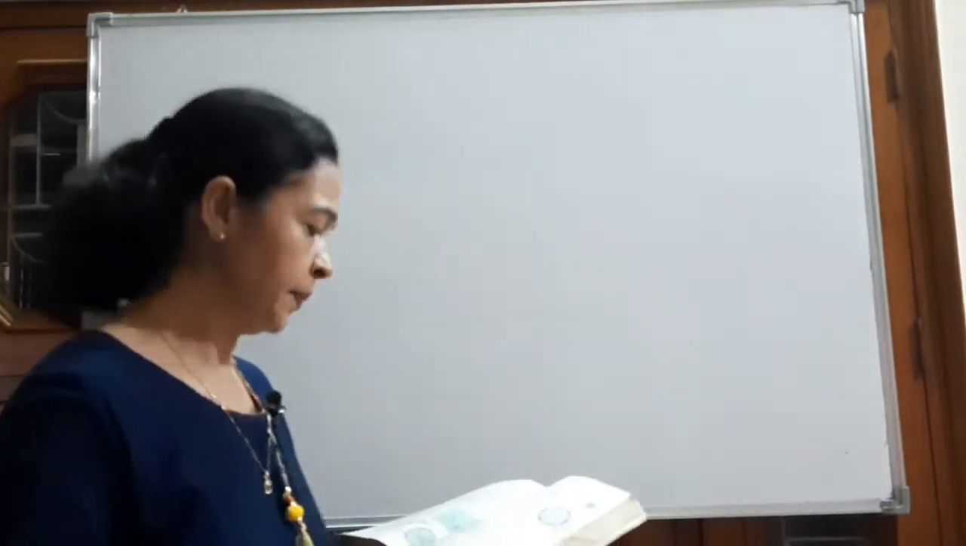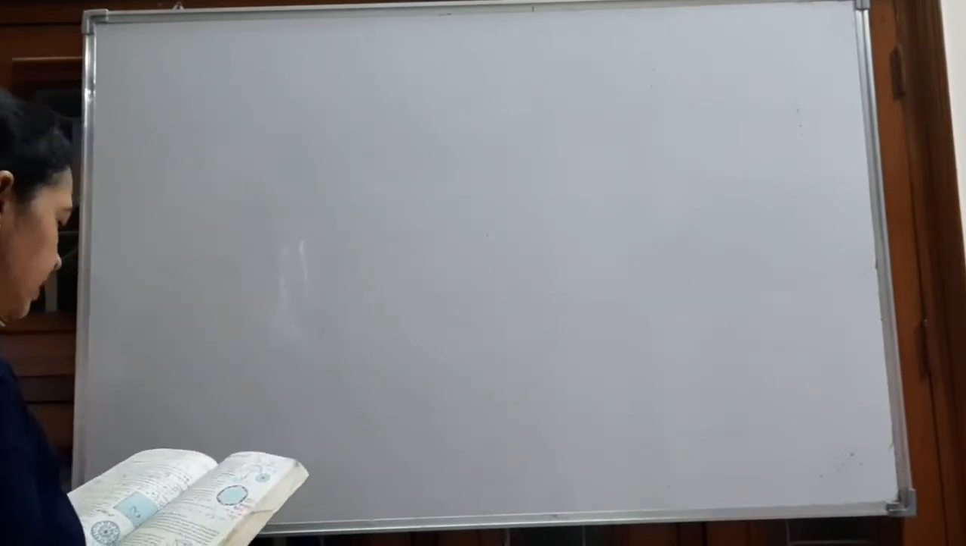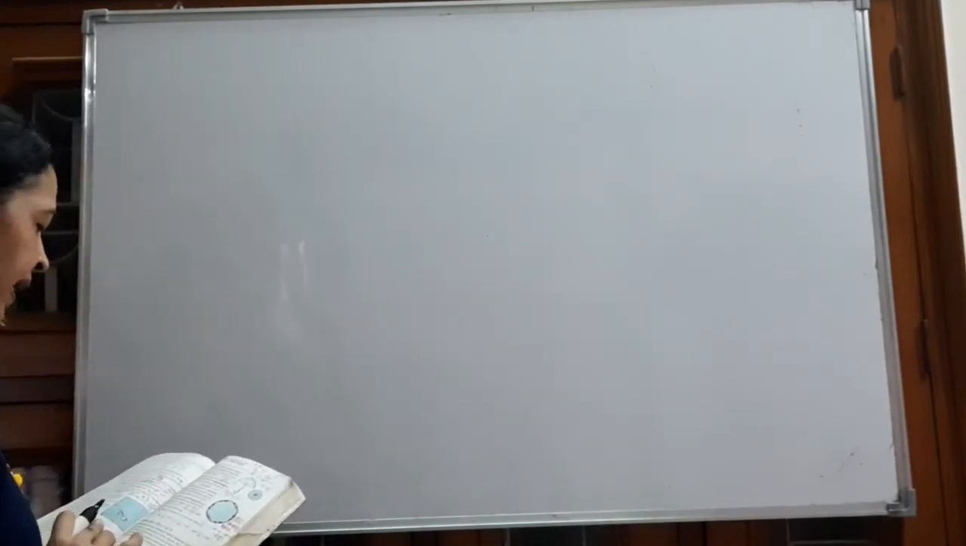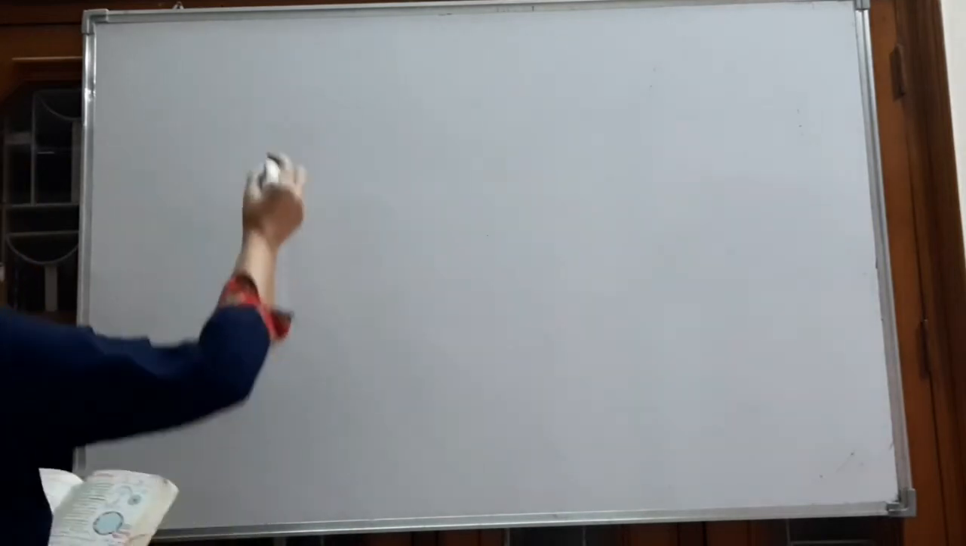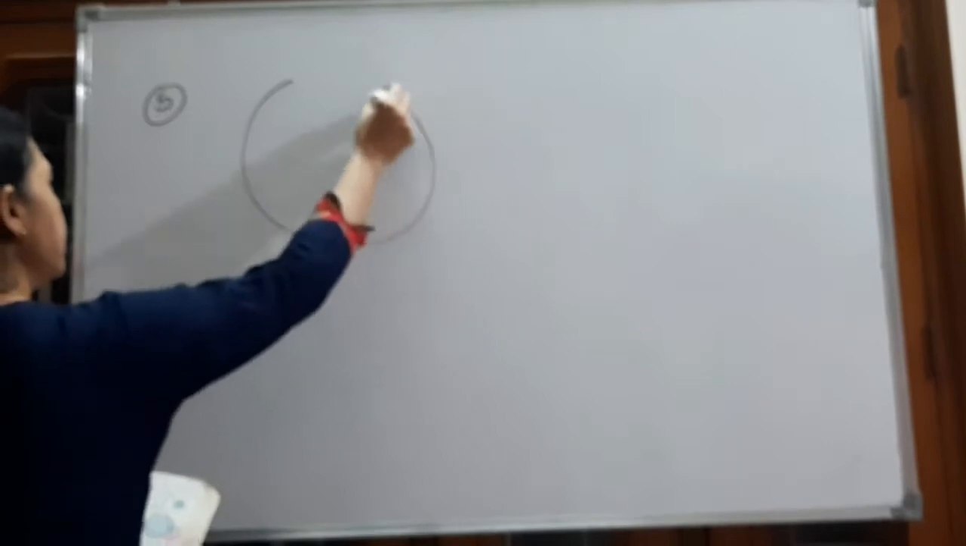Hello students, let's do question number 5 of exercise 12.2 NCERT. In a circle of radius 21 centimeters, an arc subtends an angle of 60 degrees at the center. Question number 5, we have a circle.